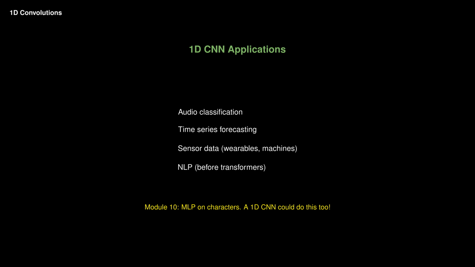Remember Module 10 where we used an MLP on character sequences? A 1D CNN could do that too. The filter slides over the character embeddings, detecting local patterns, like common letter combinations.